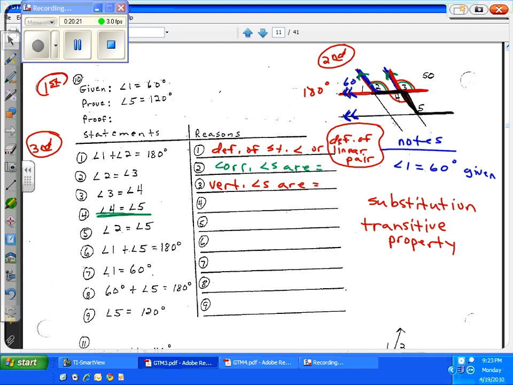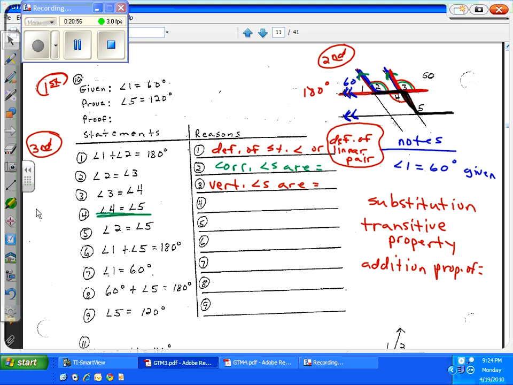Substitution, transitive property, addition property of equality, subtraction property of equality, multiplication property of equality, division property of equality, symmetric property, associative property, commutative property. So we have a whole list of properties that could possibly pop into that, plus every definition, postulate, and theorem that we've learned this year in geometry.